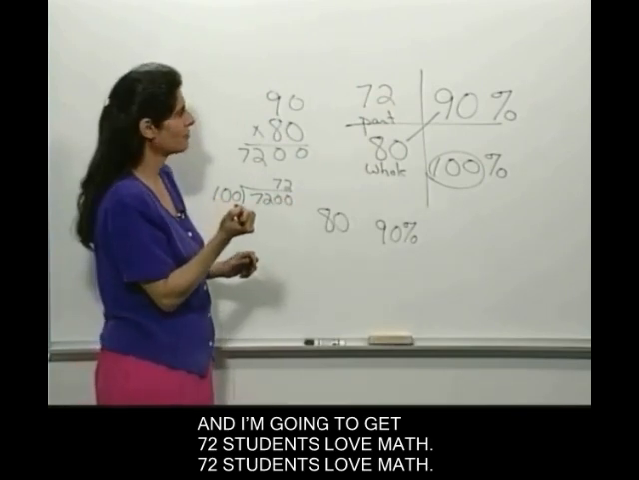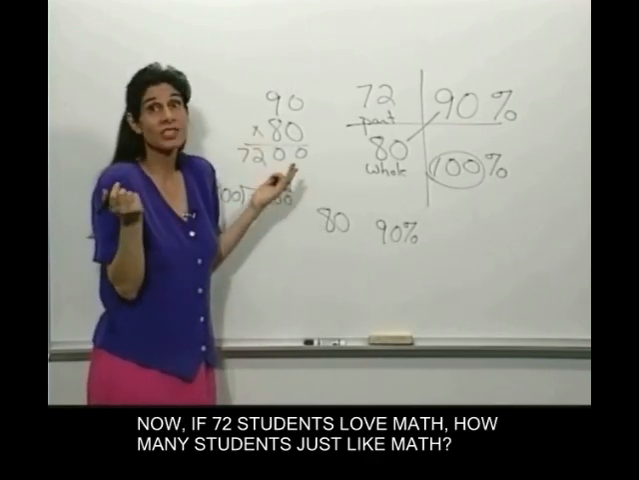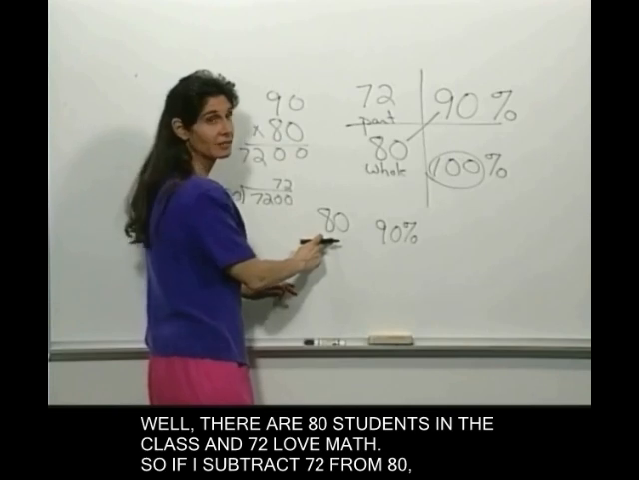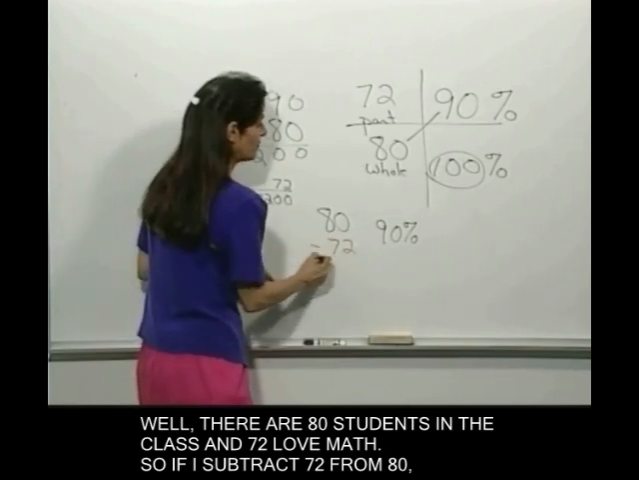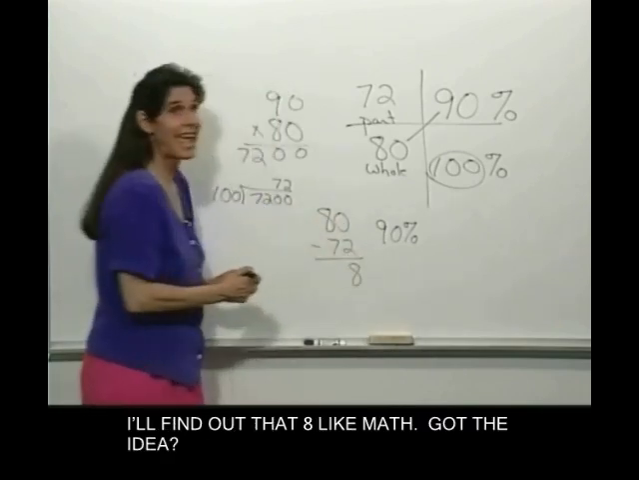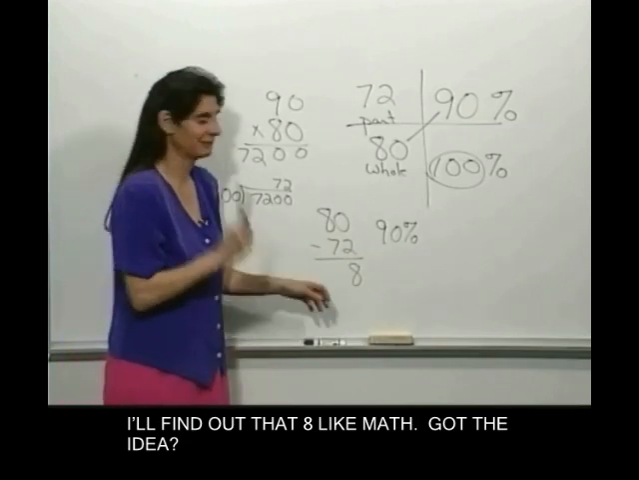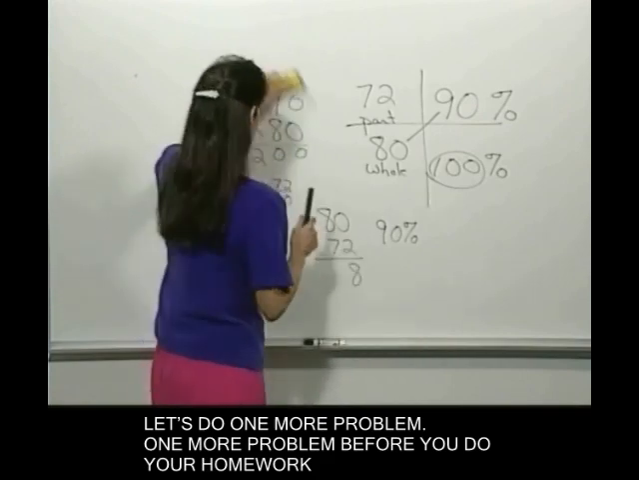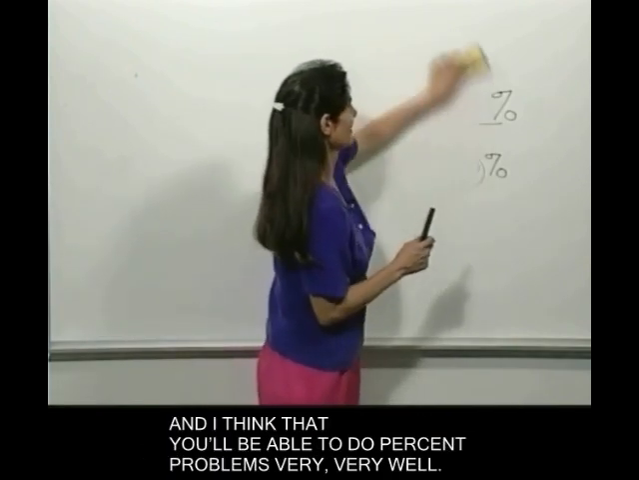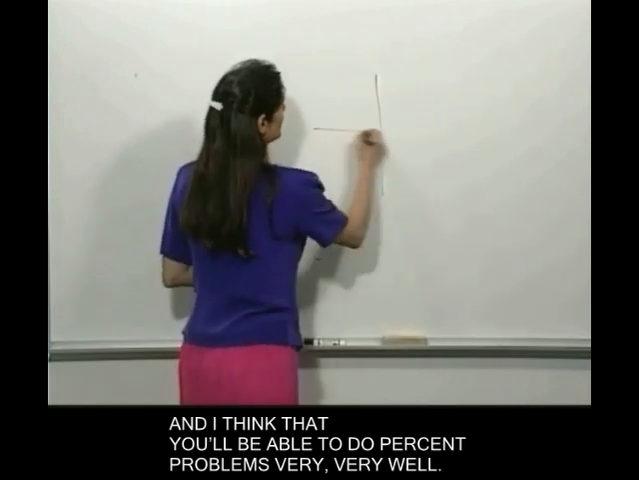72 students love math. Now, if 72 students love math, how many students just like math? Well, there are 80 students in the class, and 72 love math. So if I subtract 72 from 80, I'll find out that 8 like math. Got the idea? Let's do one more problem. One more problem before you do your homework, and I think that you'll be able to do percent problems very, very well. Here we go.